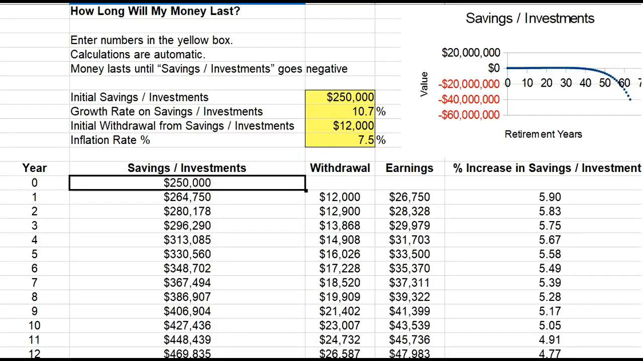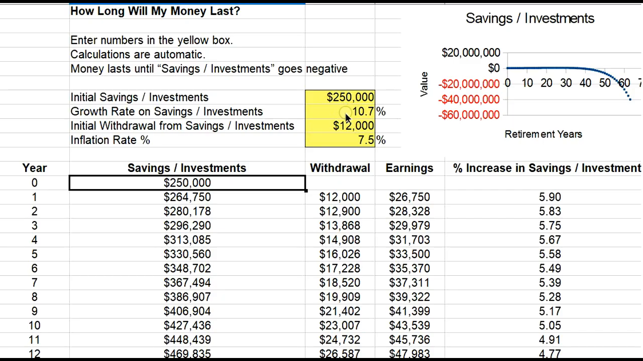The spreadsheet represents an estimate of your financial position during retirement. It is meant to get you thinking about how to prepare for retirement and to take appropriate action. You enter 4 values in the yellow input area.